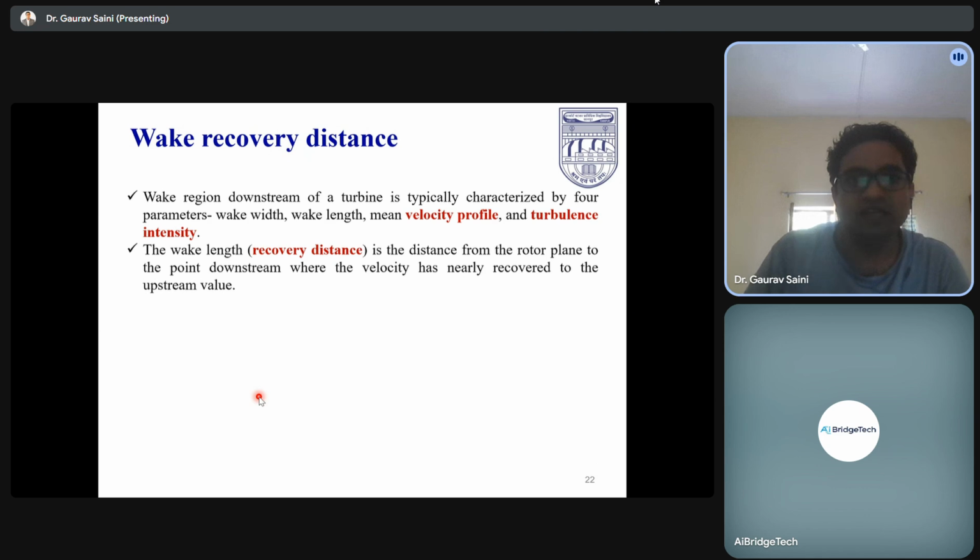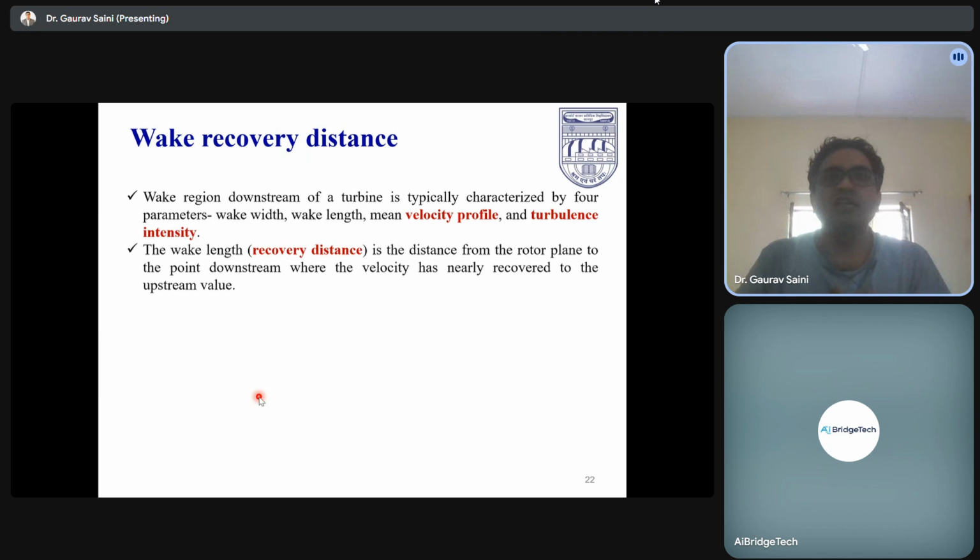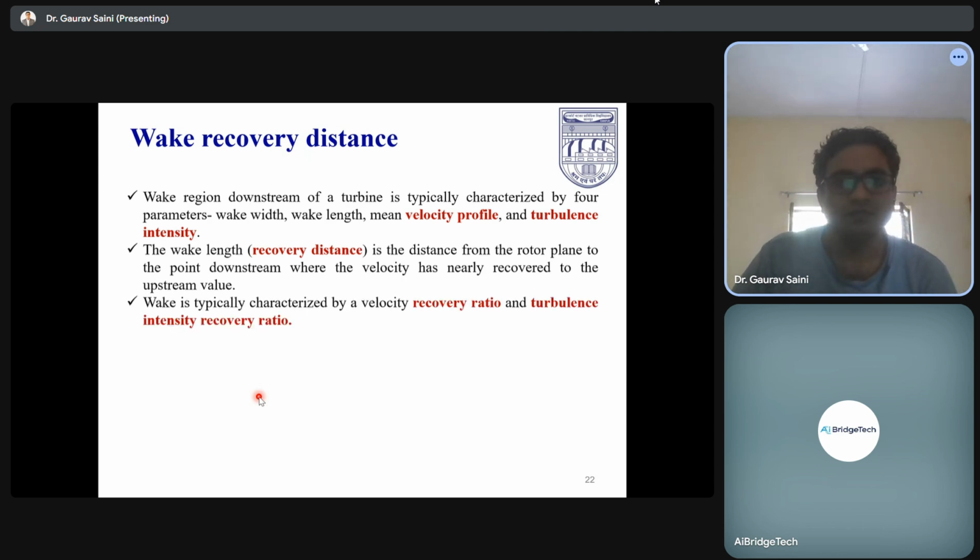In this case, wake recovery means the distance from the rotor plane to another point downstream where the velocity has already recovered to the upstream value. This is totally gravity driven flow, because we are taking the velocity out of the water, and that velocity is regained by the water because of the gravity flow, as we have a certain slope in the bed of the channel. So wake is typically characterized by the velocity recovery ratio and turbulent intensity recovery ratio.